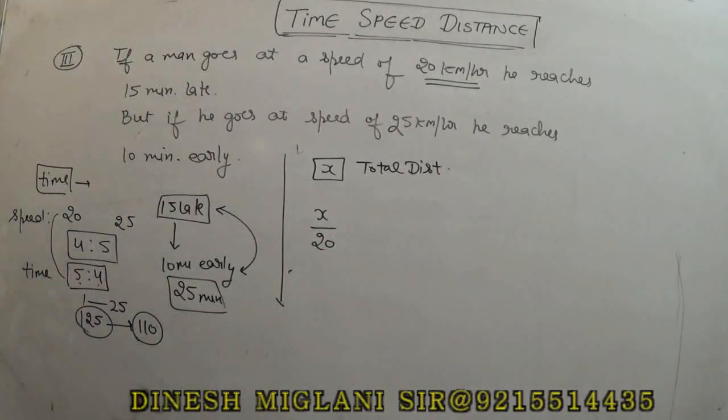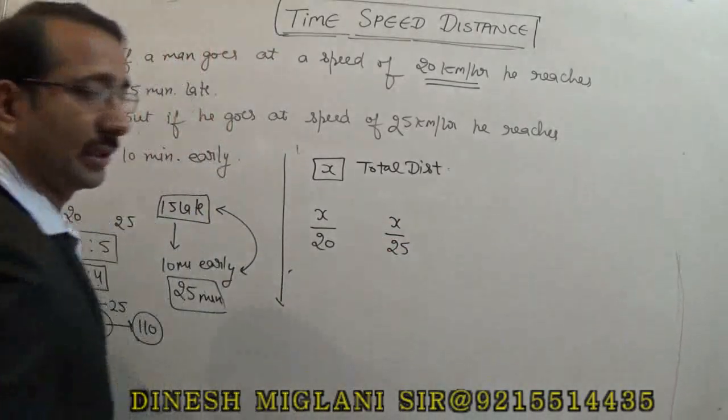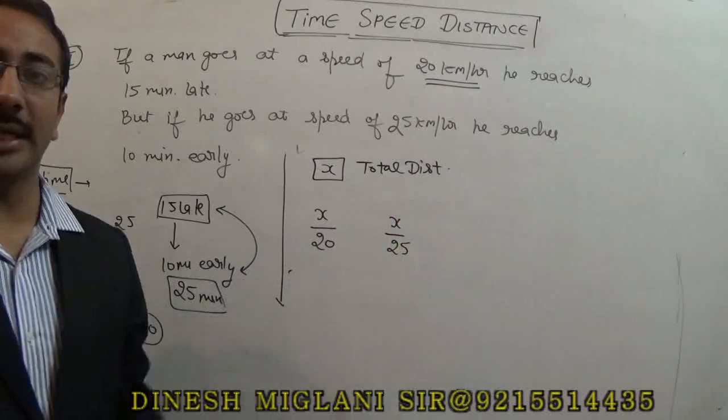In the second case he is going at a speed of 25, so the time should be x upon 25. In the first case, speed of the person is 20, so we can say time taken by the person is x upon 20. In the second case, speed of the person is 25, time taken would be x upon 25.